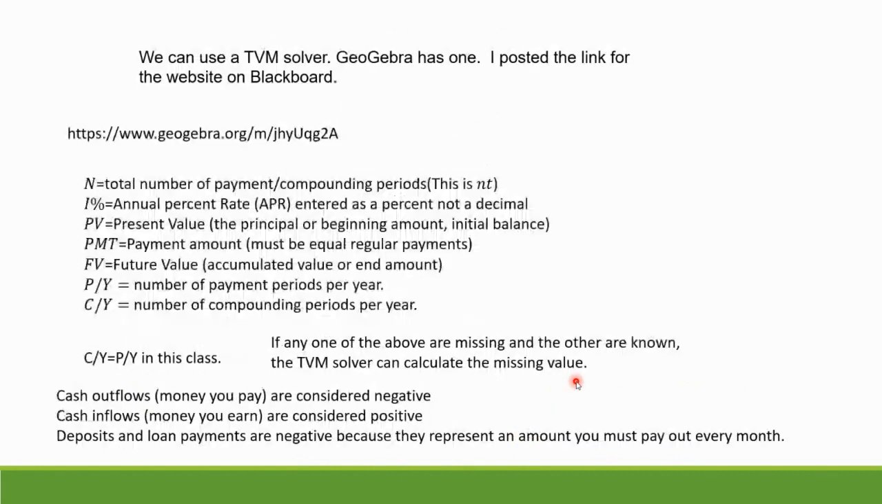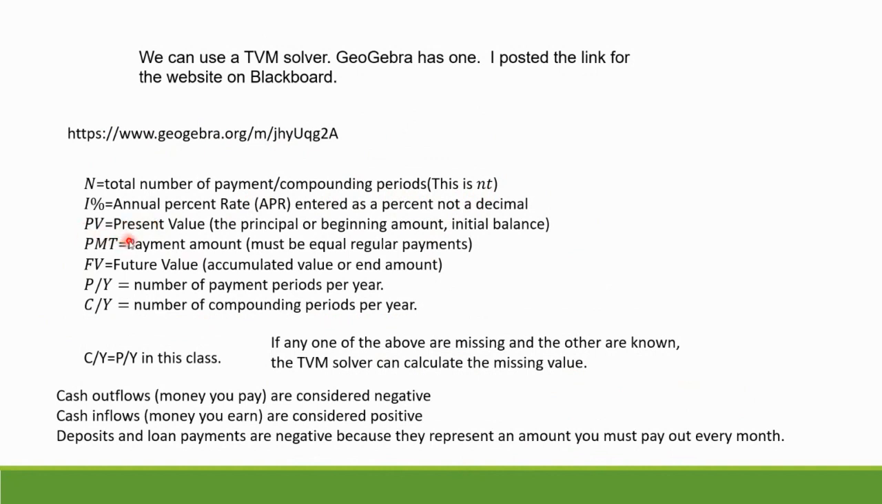Okay. All right. And again, you can use a TVM solver to solve these. There is a link on Blackboard. This is a link to the TVM solver. This is what the variables there indicate. Capital N in that TVM solver is basically how many payment or compounding periods there are. In other words, it's little n times t. How many times the account is compounded is really what this is after. I is the interest as a percent.